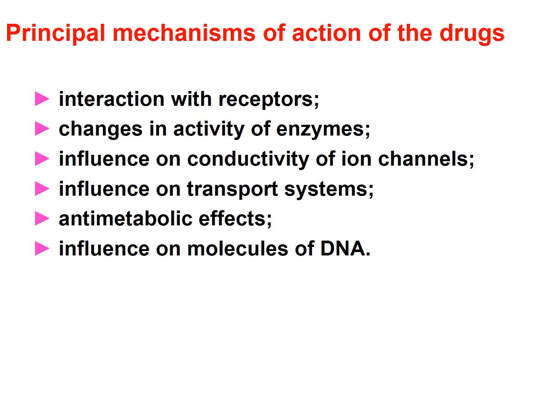Principal mechanisms of the actions of the drugs. Majority of the drugs can produce their pharmacological effects due to one of the following mechanisms. First, interaction with receptors. We have a variety of different receptors in our body, and among all of them, those which have pharmacological relevance can be represented with adrenergic receptors, cholinergic receptors, receptors for dopamine, for serotonin, and so on. And the drugs can bind to these receptors and produce either their stimulation or blockade.